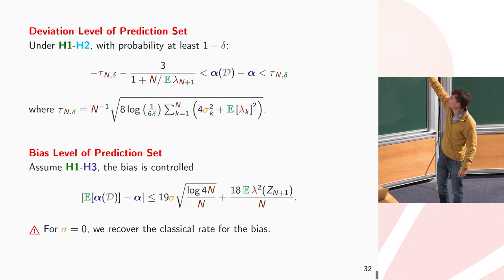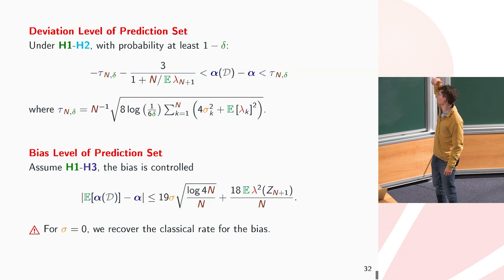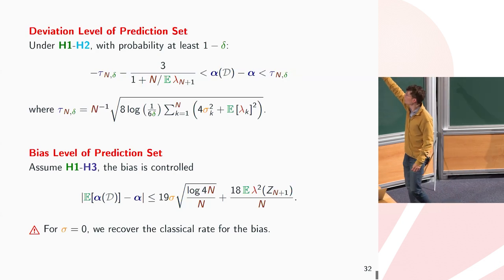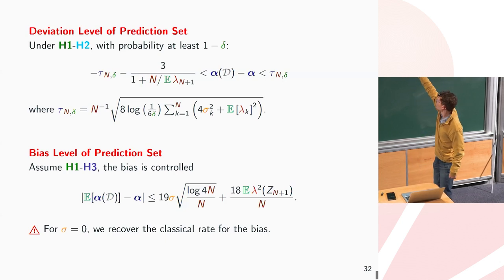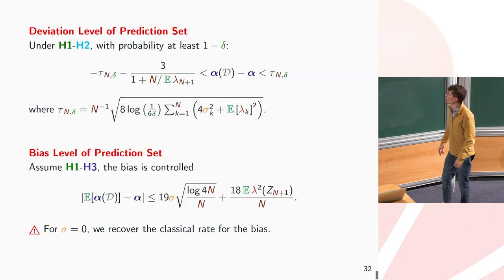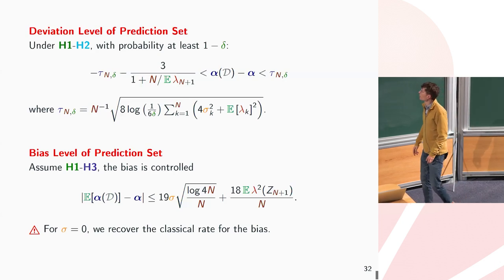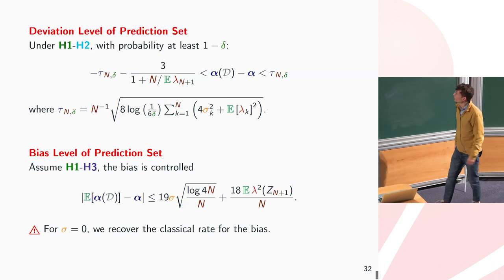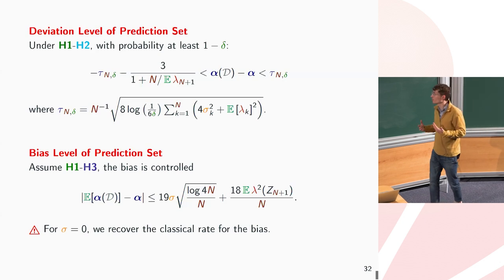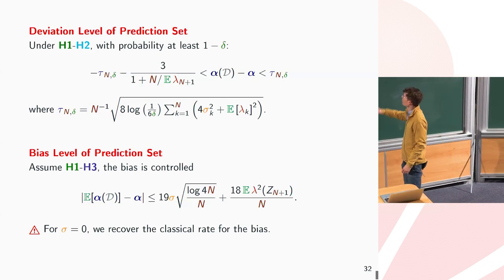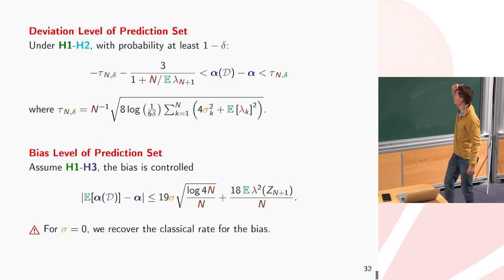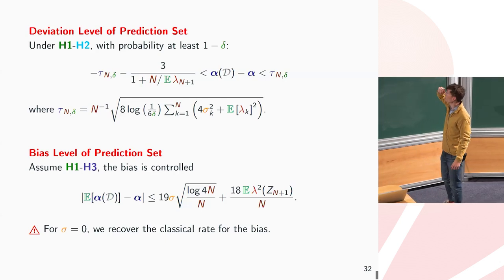And the first result we got was that the miscoverage rate alpha of d was very close to alpha, because it was controlled by an error term tau. So tau is also of order 1 over square root of n, because in fact you have n to the power minus 1 outside the square root, and then you have n terms inside the square root. And we also control the bias. It's technical, so I decided not to include all the proof, because it's quite long. And the bias is also of order 1 over square root of n, so we can see that it's a similar order to the deviation.